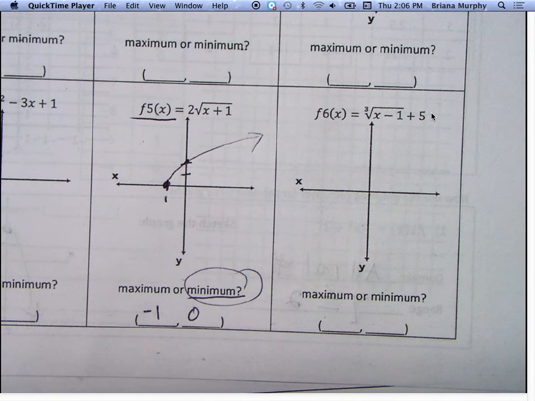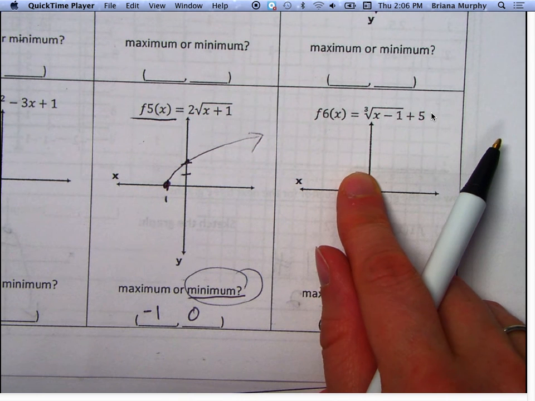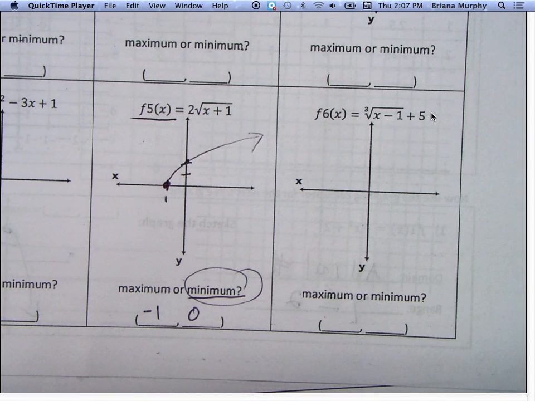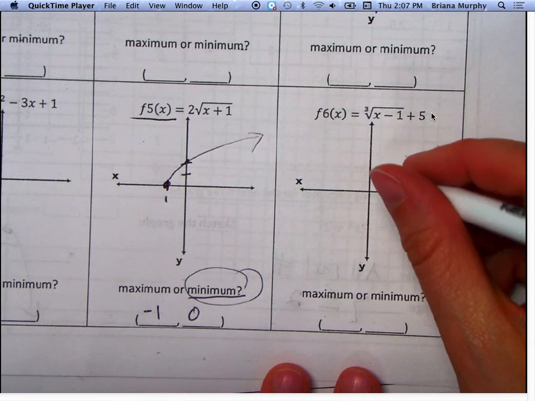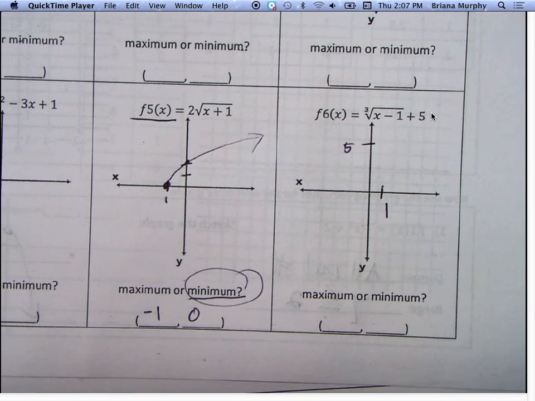Can it be both? Number 6. Cube root. India or Kevin could show you, because I think they can both do it. Control T takes the table off and puts the table on.